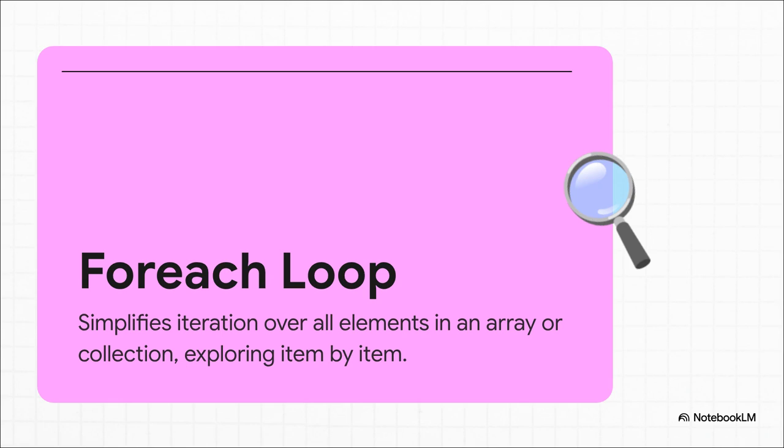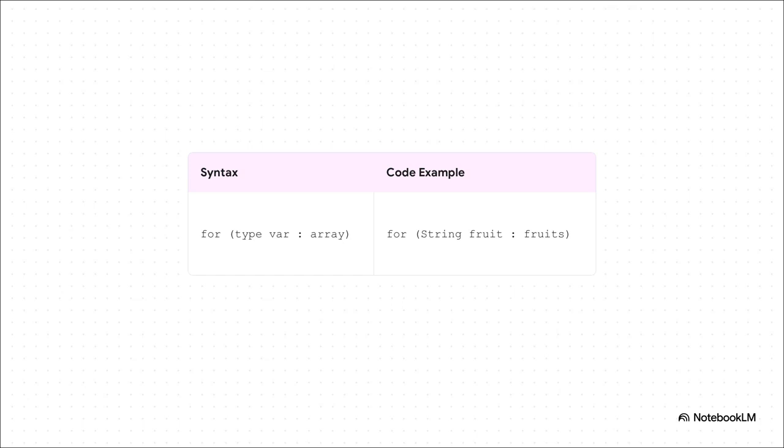You don't have to set up a counter, you don't have to manage a condition. You just point it at a bunch of items and it automatically visits every single one from the first to the very last. It basically does all the heavy lifting for you. Just look at how clean and readable that syntax is. After we set up our array of fruits, the loop basically reads like plain English.